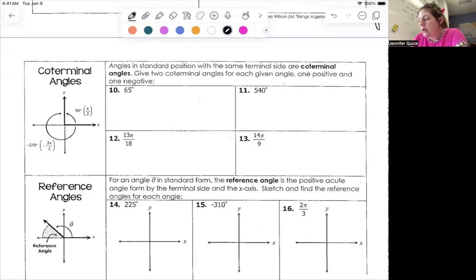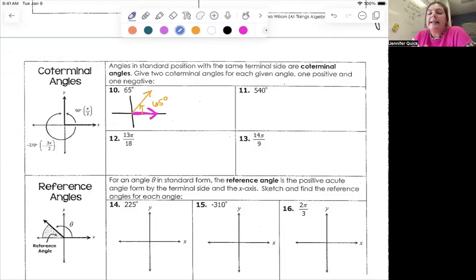Well, the word co represents the sharing, and they are sharing a terminal angle. So what I'm looking at is if I have an angle that is 65 degrees, right? Here's my initial side. And if I were to graph the terminal side, it'd be a little past 45. So let's say kind of right there. This would be a positive 65-degree angle.